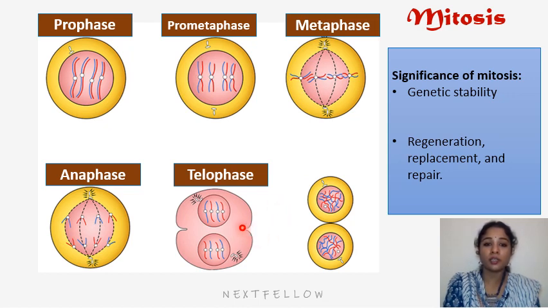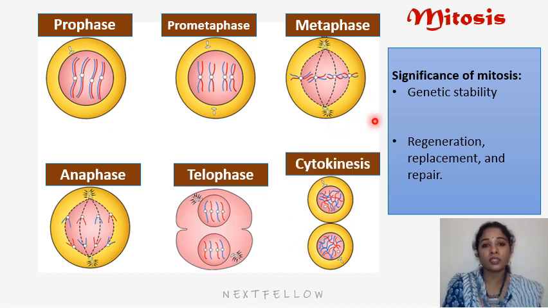You can see the cleavage furrow on each side, indenting into the cell and dividing the cytoplasm into two daughter cells, which is called cytokinesis. So this furrow deepens and separates the two daughter cells. This procedure is called cytokinesis. So totally these are the phases which happen during mitosis.